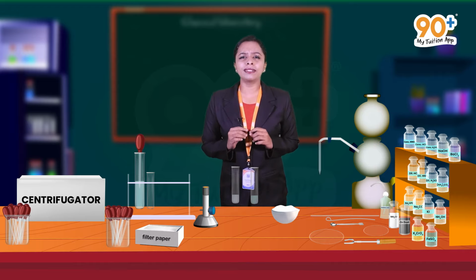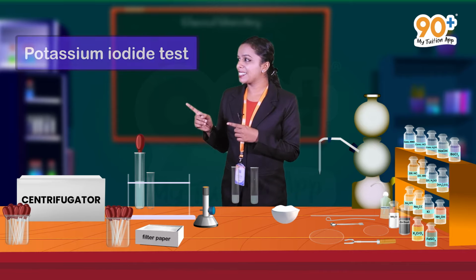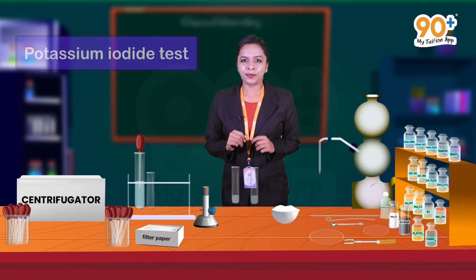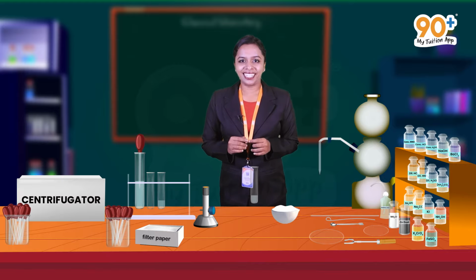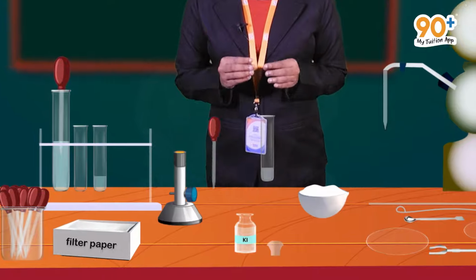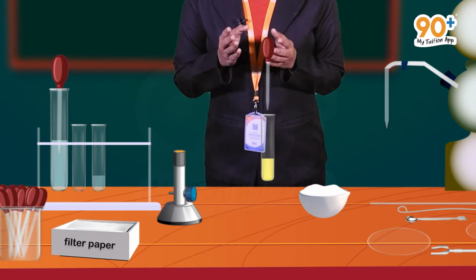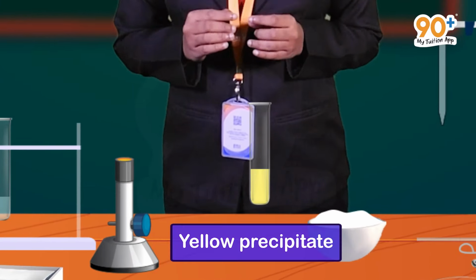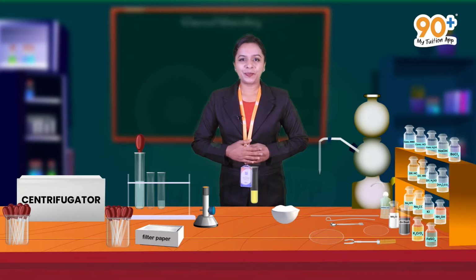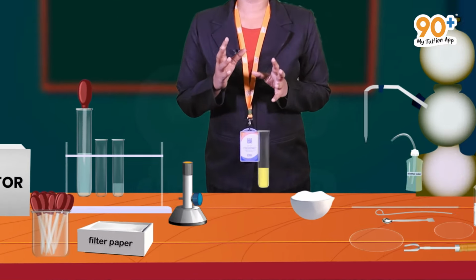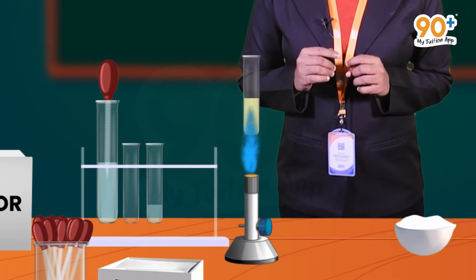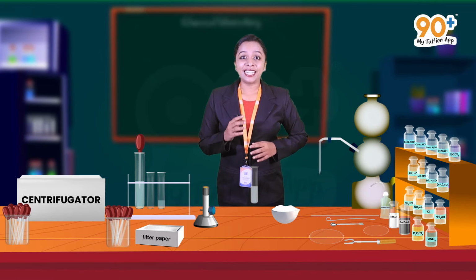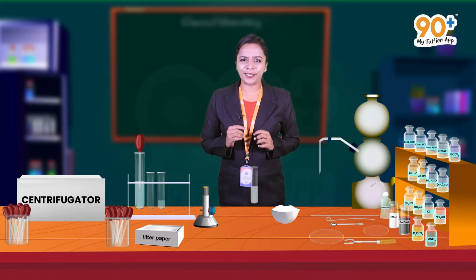The first confirmatory test for lead ion is the potassium iodide test. To conduct this test, take the first part of this solution and then add a few drops of potassium iodide. As you can see, a yellow precipitate is formed in the test tube. Now add a few drops of distilled water into this. Then heat this solution. Do you see that? The yellow precipitate formed in the test tube gets soluble in the water.